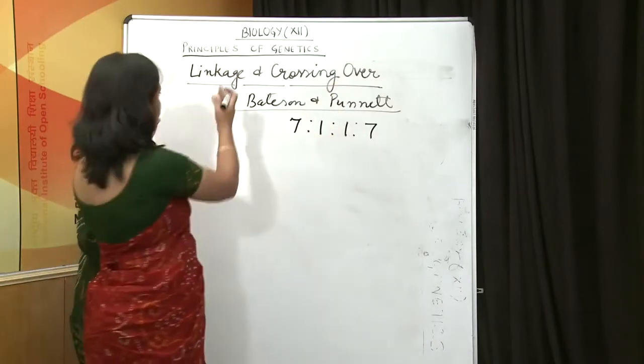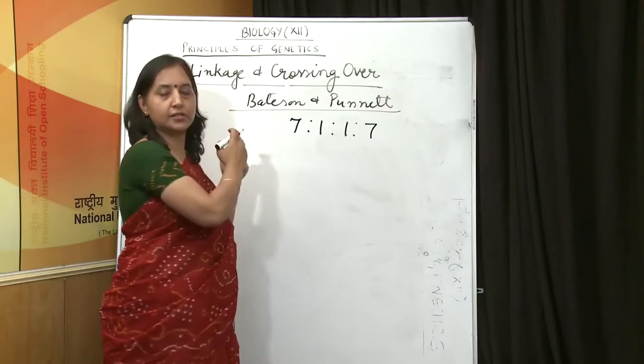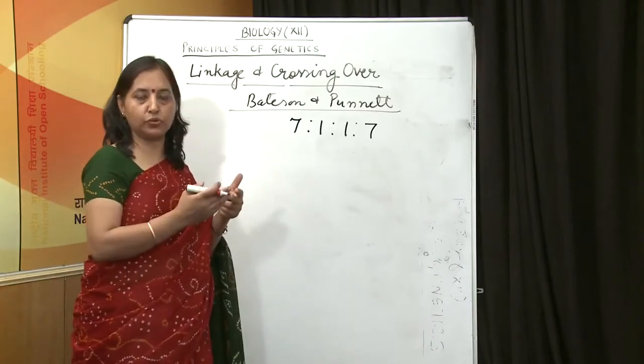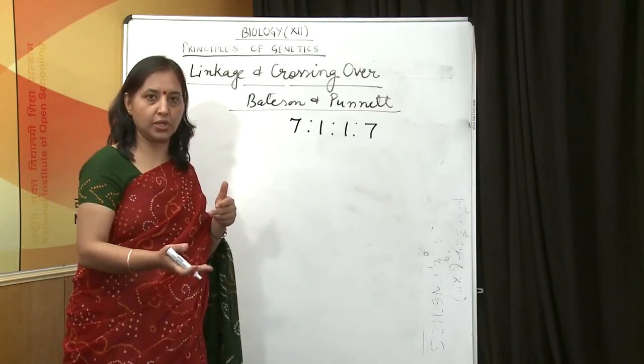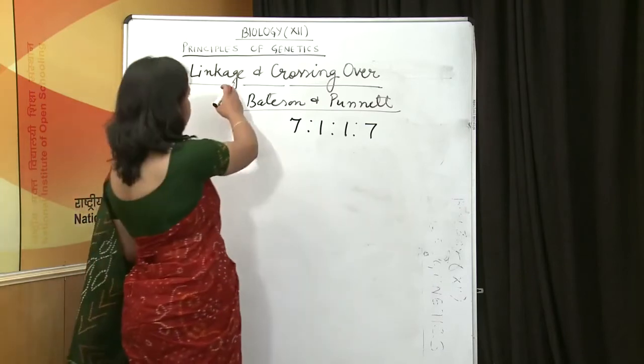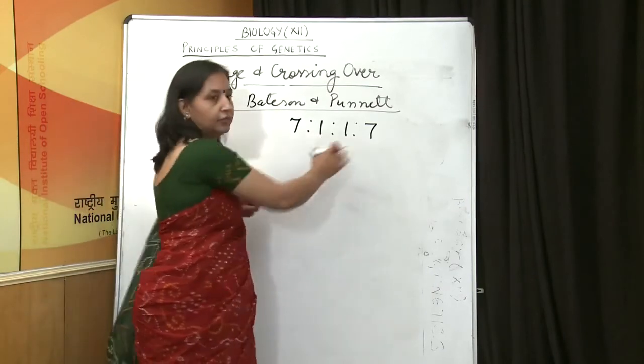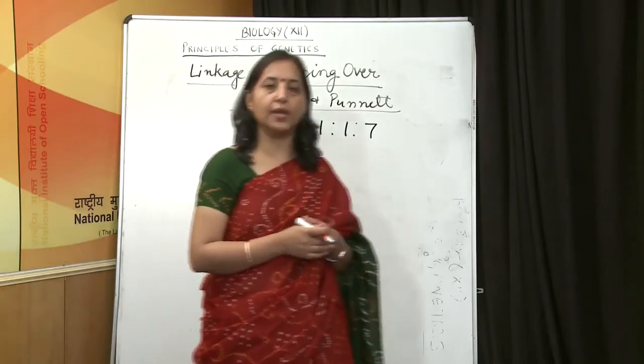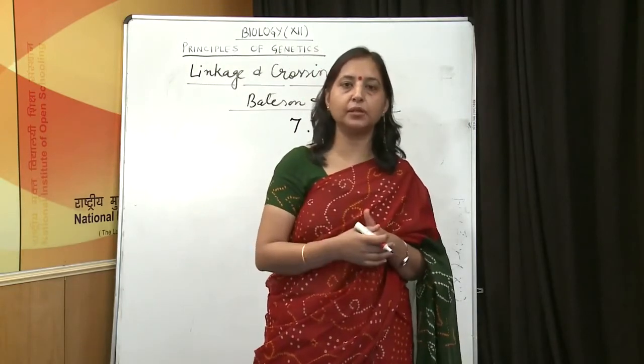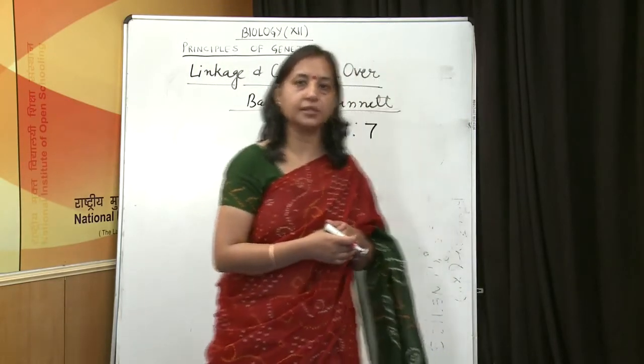So we can say the tendency of a group of genes which are present on the same chromosome to be passed on to the next generation as such is called linkage. But we see quite a few recombinations also in the next generation. That's possible due to another phenomenon called crossing over.